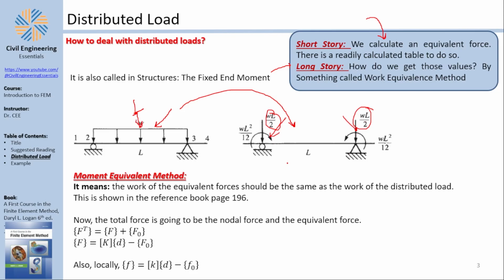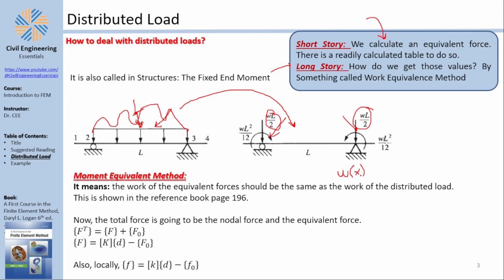Those are called fixed end moments, and there is a reason why they are equivalent from structures. You must remember this from your structures courses. But the long story behind it is that you're looking for the following. You have a distributed load W, which is a function of X. In our case, the load is constant. Of course, this definition works for everything, even for W's that look like this, any arbitrary equation.